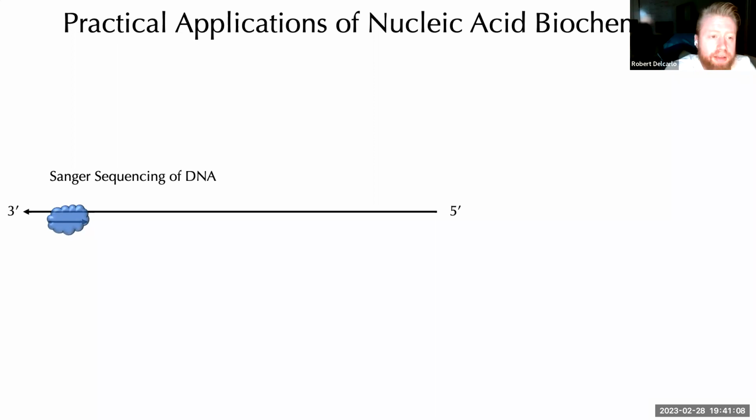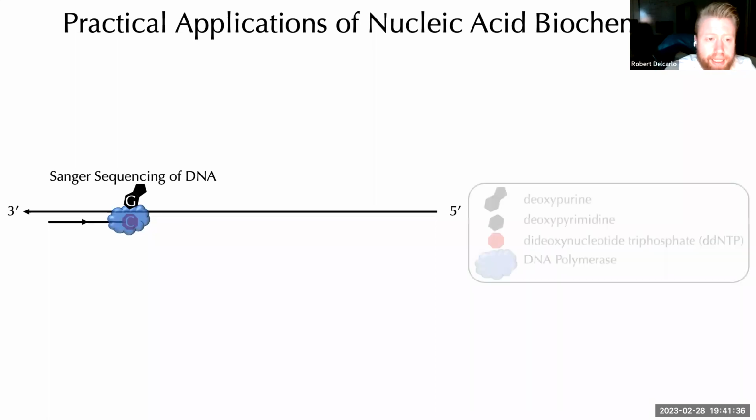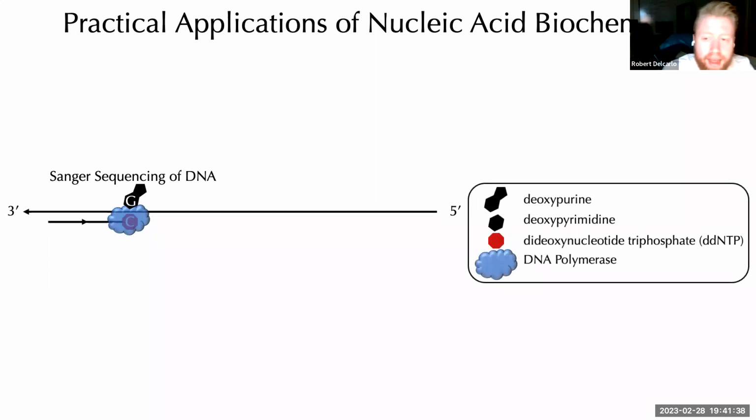So let's say in this case, we give it everything it needs, all the deoxynucleotides, and it'll go along making this chain until it comes across, say, this deoxyguanosine molecule, and it's going to want to add a deoxycytidine to it. However, let's say by accident, the molecule randomly grabs a dideoxycytidine, and it can no longer elongate the chain past this.